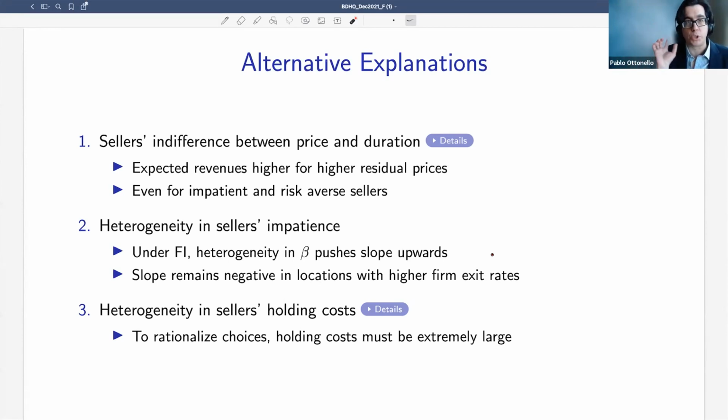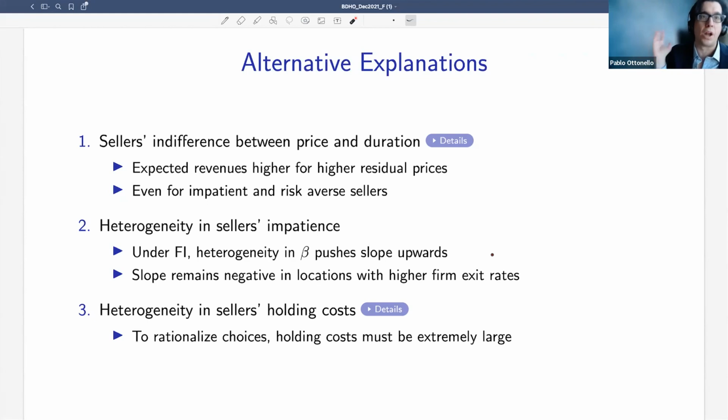So what we did to test potentially that in the data was to compute the expected revenue that you would have conditional on the prices and the durations that you see in the data, right? So you can think about it as follows. Think about computing the net present value of listing at a given price and selling it with a certain probability, and what is the net present value that you obtain. Of course, you need to take a stance there on the discount factor and potentially your risk aversion. So let me start with a simpler example.